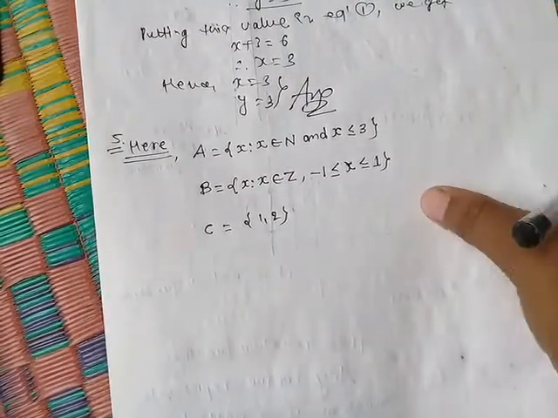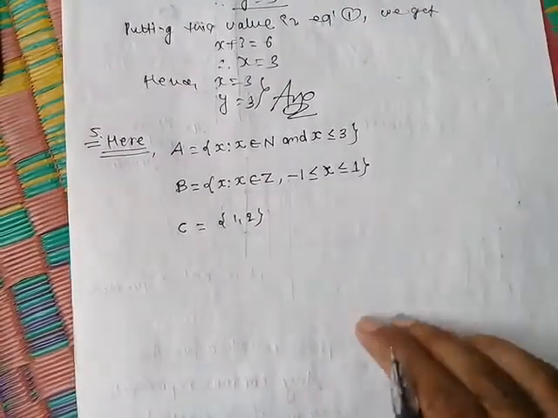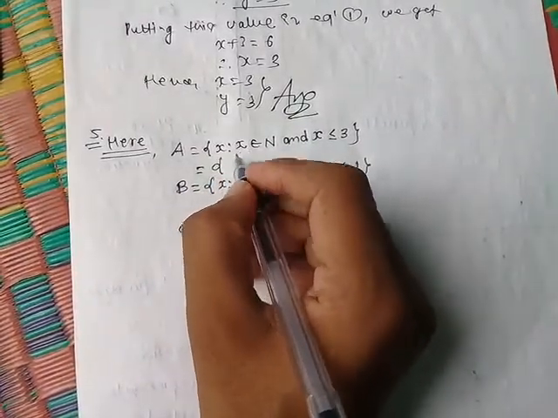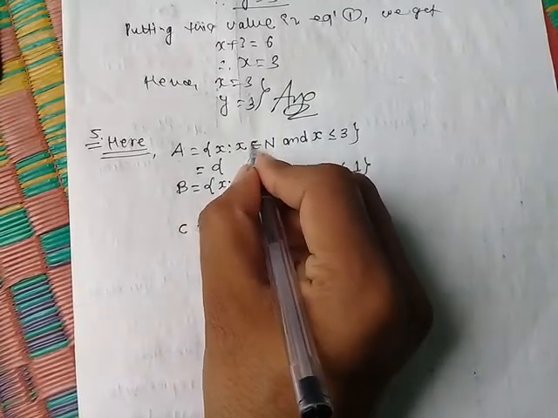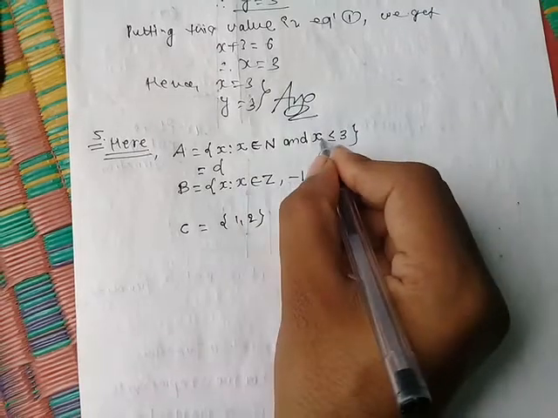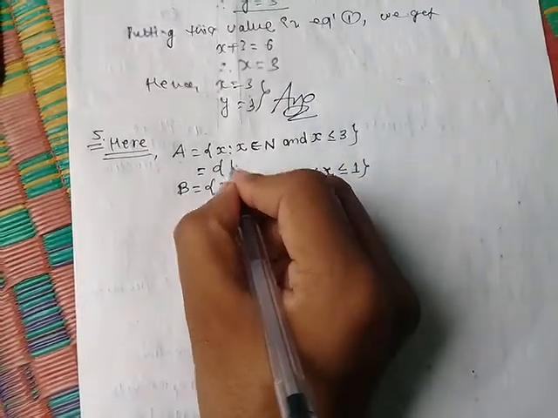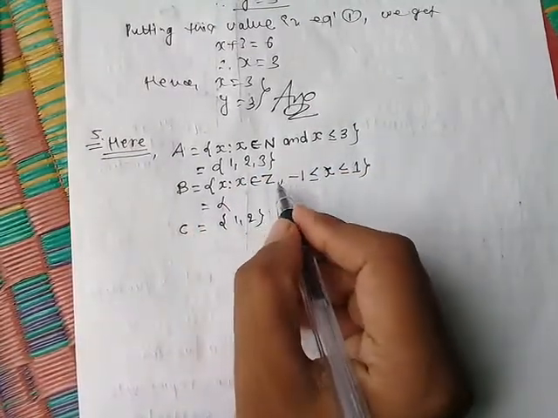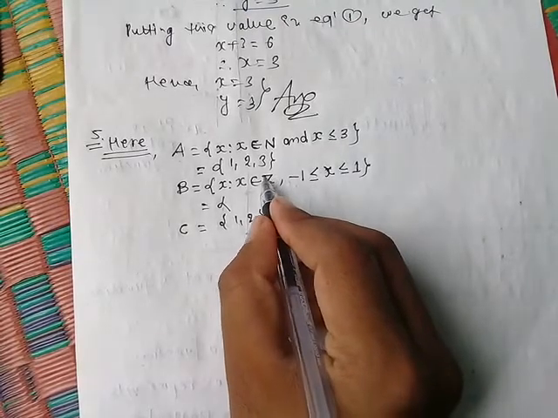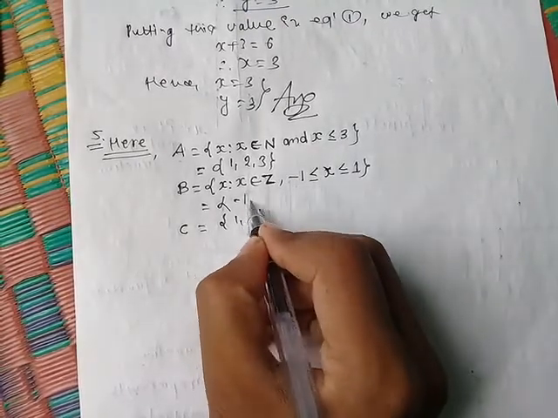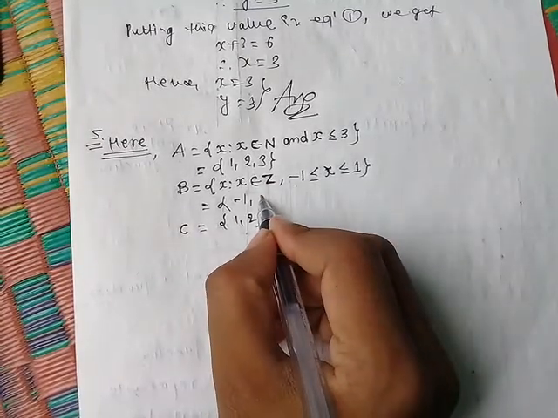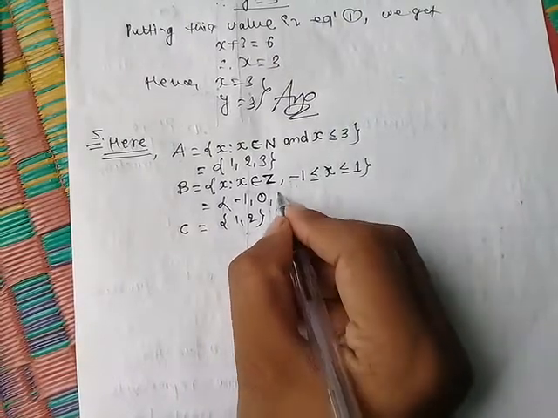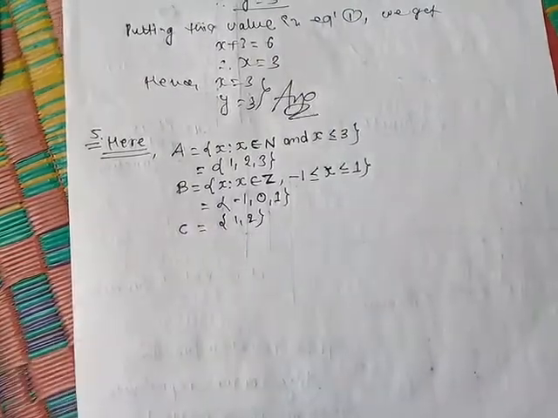First of all we have to find what this means. x is a natural number, N represents natural numbers, and x is less than or equal to 3. So A will be {1, 2, 3}. Again B, what will be B? x is an integer, it represents integers, so -1, and this also includes 0, so it is -1, 0 and 1, so there are 3 elements.